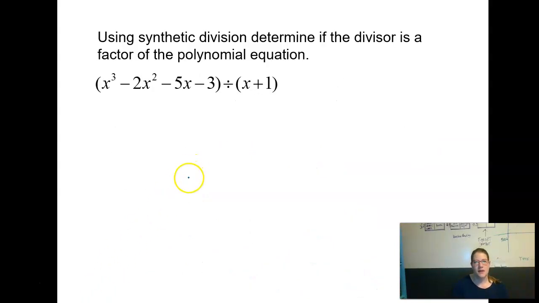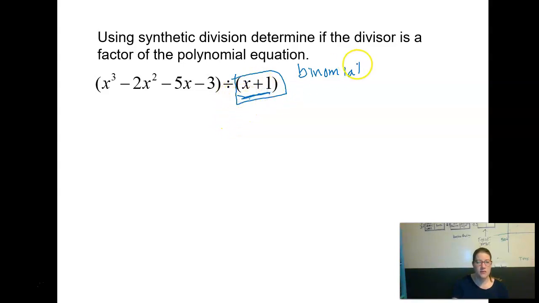All right, we're going to use synthetic division this time to find out if the divisor, remember this is the divisor, x plus 1, is a factor of the polynomial. Sometimes we call this just a binomial because it's a polynomial with two terms. So if it were to say use synthetic division to determine if the binomial is a factor of the polynomial equation, that would just mean the exact same thing. We're just going to use our synthetic division that we learned to determine if this is a factor.